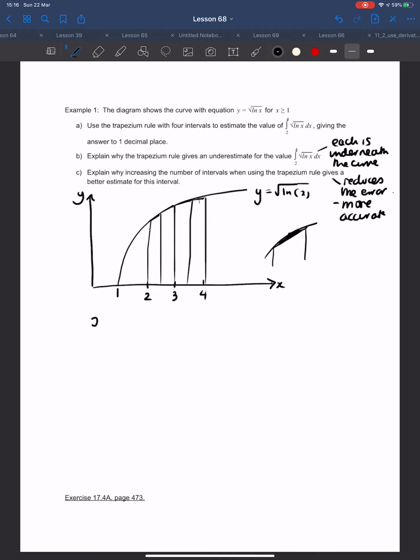Right, so let's have the x's: 2, 2.5, 3, 3.5 and 4. Okay, and then the y's for these are going to be the square root of log 2, square root of log 2.5, square root of log 3, square root of log 3.5, square root of log 4.